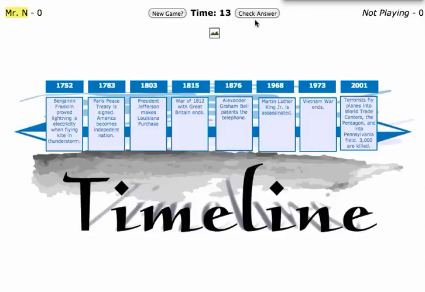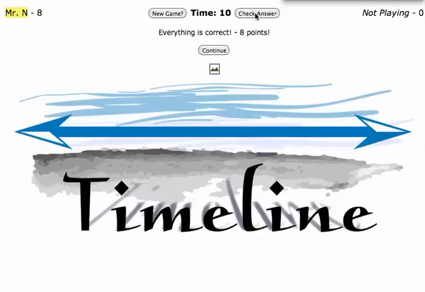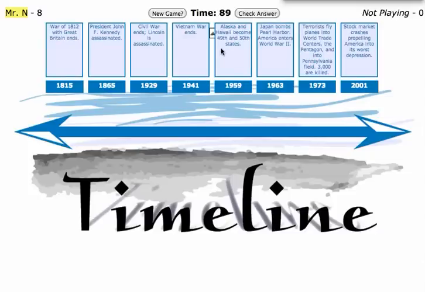Now let's see, I'm going to check my answer. If I get all these right, there are 2 more rounds. So I check the answer, everything is correct, 8 points. So I click continue and go on to the next round. Now watch what happens if I'm going to get 2 wrong here, just so you can see how this works.